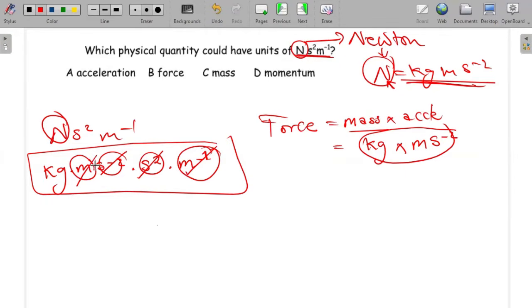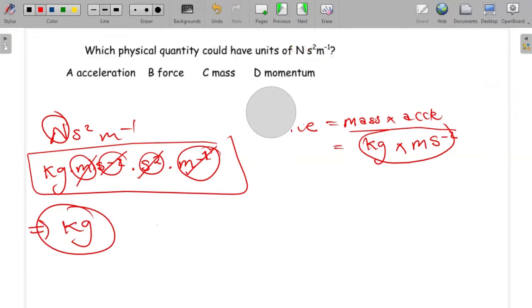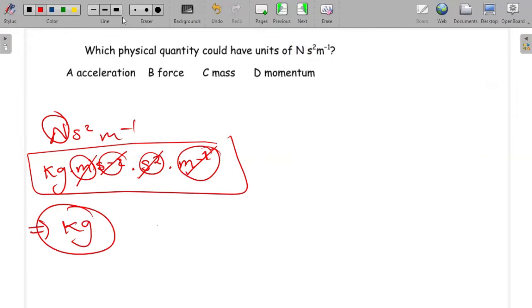As a simplified version of this unit of measurement, we're going to remain with what? We're going to remain with kg. Kg is the only thing that has remained from the unit of measurement we've been given at the top, the Newton s squared m to the power minus 1. We are only remaining with kg, and kg is the unit of measurement for what? Mass. Okay, so the correct answer is mass. Unless anyone has a question.